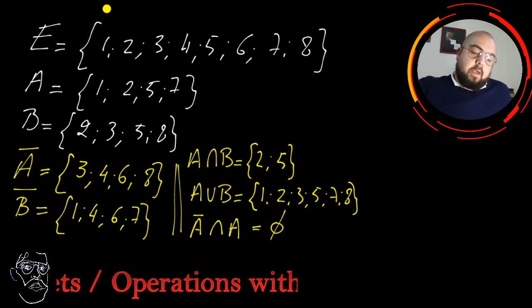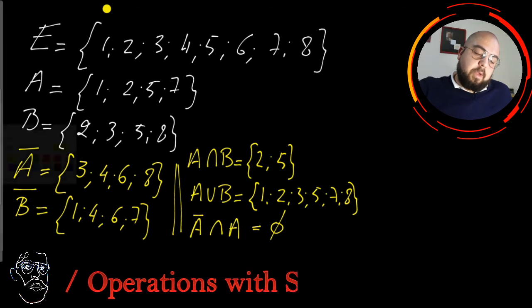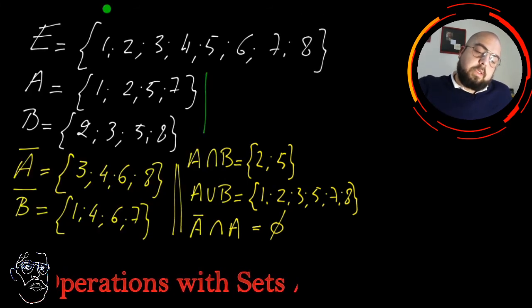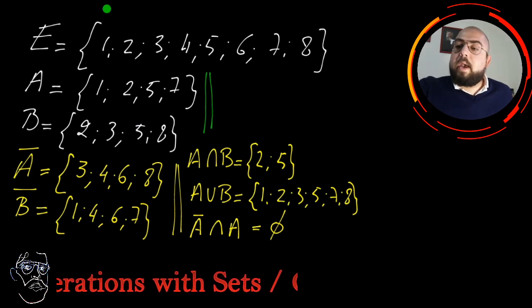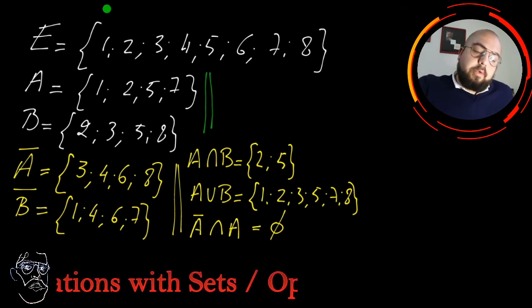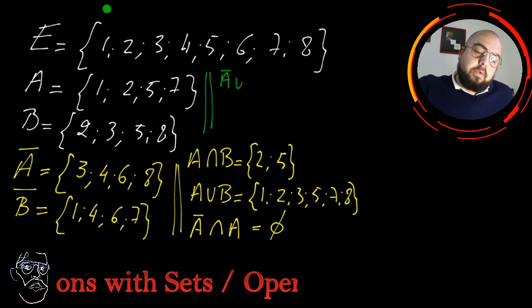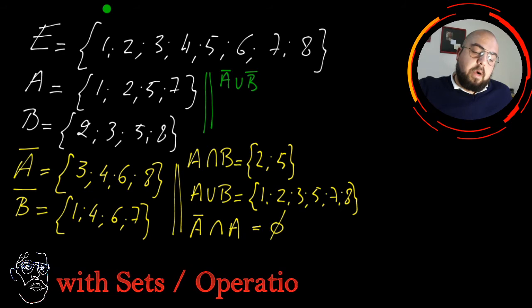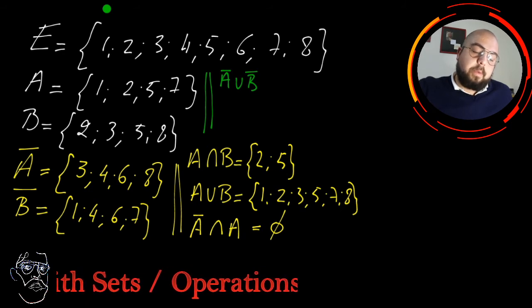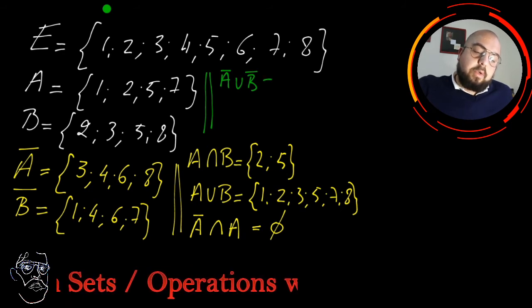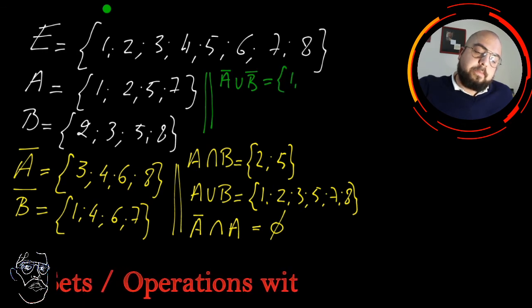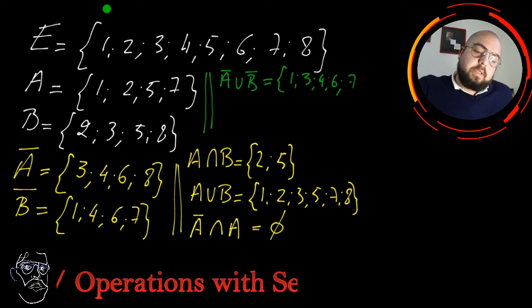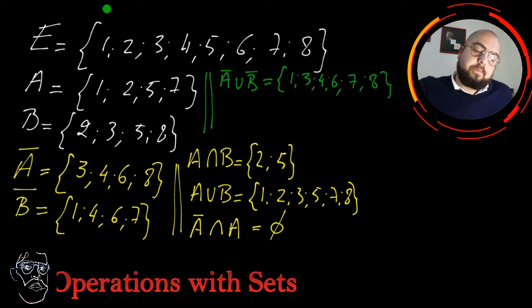Alright. I'm gonna use another color in order to take some other examples. Let's say we had A bar union B bar. So in this case you pick A bar and B bar, the complement of A and the complement of B, and you unite the elements. So it's 1, 3, 4, 6, 7 and 8.